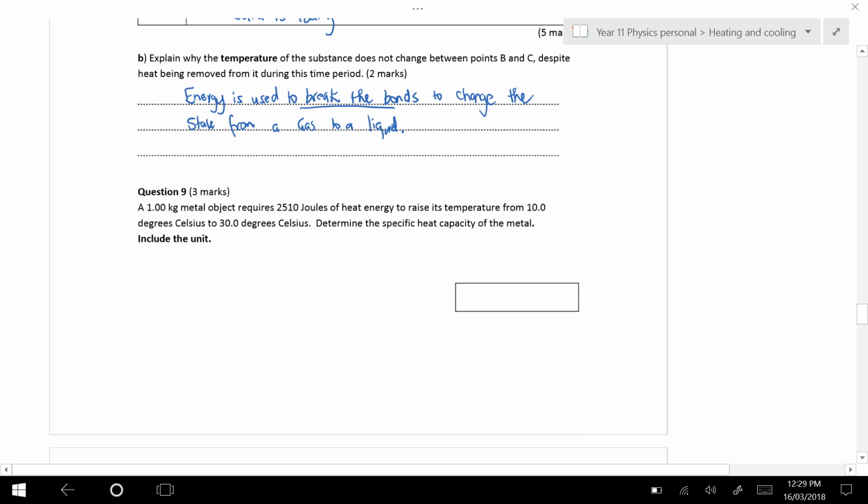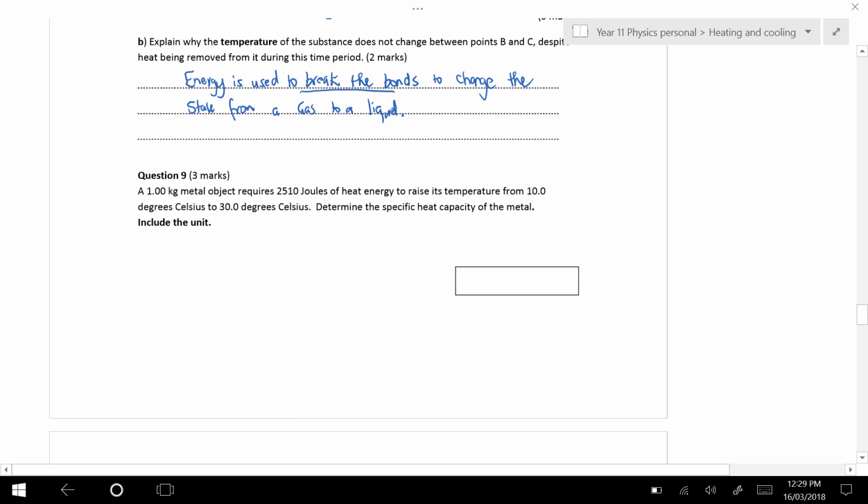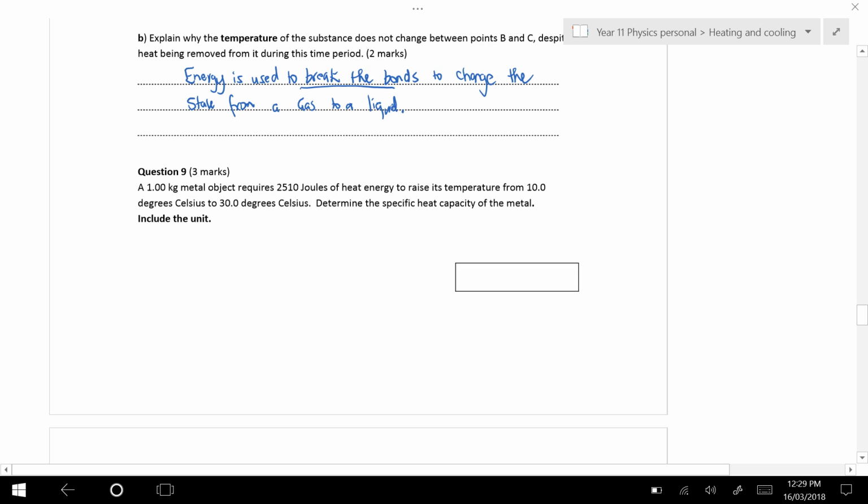Okay, we have a 1 kilogram metal object that requires so many joules of energy. Just determine the heat capacity. So more of the same, really. The mass is equal to 1, Q is equal to 2,510, and the change in temperature is 20. And we just want to find C. So we need 1 times C times 20. We've got to divide both sides by 20, and then that will give us the heat capacity.